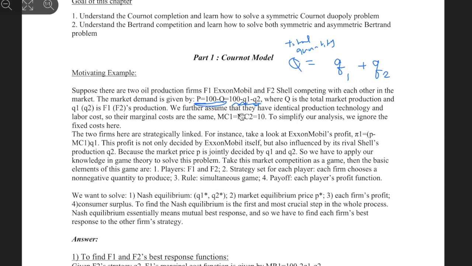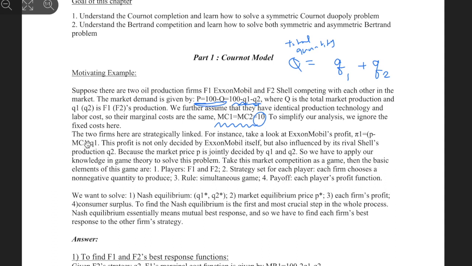Okay, so we further assume that they have identical production technology and labor costs, so their marginal costs are the same. So we don't have to calculate it. It's already given as MC1. The marginal cost of firm 1 equals the marginal cost of firm 2, and they have to spend $10 per unit of production. And we're going to ignore the fixed cost here.